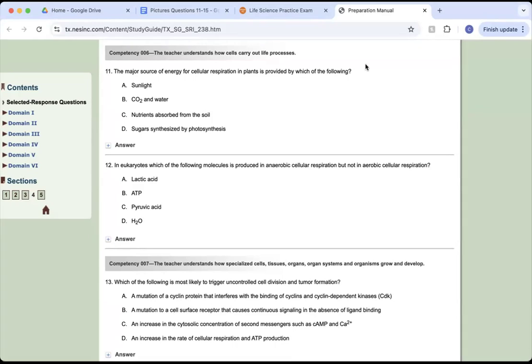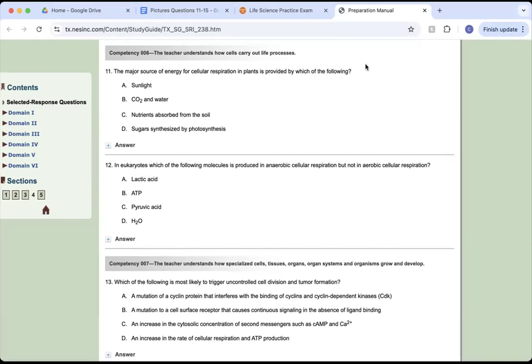It says the major source of energy for cellular respiration in plants is provided by which of the following? A, sunlight, B, carbon dioxide and water, C, nutrients absorbed from the soil, or D, sugars synthesized from photosynthesis. The key word here is cellular respiration. If you immediately went to sunlight, you're thinking of photosynthesis, which is important in plants, but this specific question is talking about cellular respiration. So make sure we're focusing in on what they're asking for.